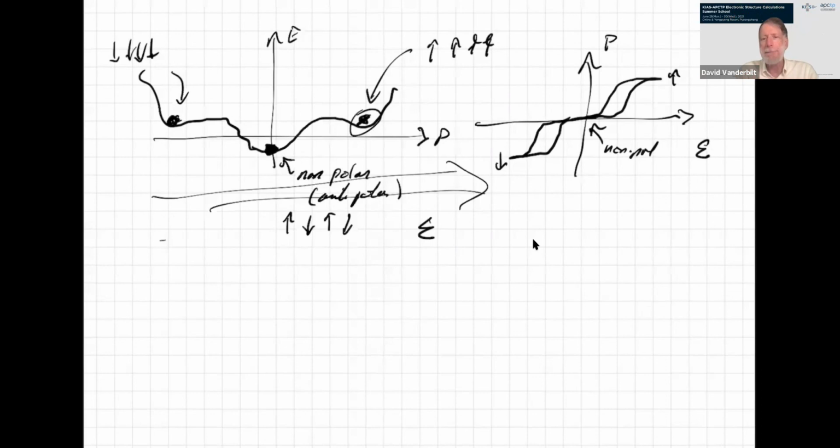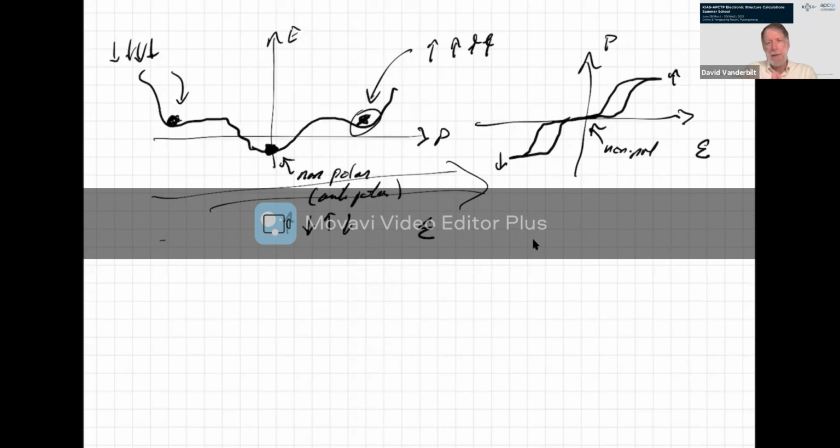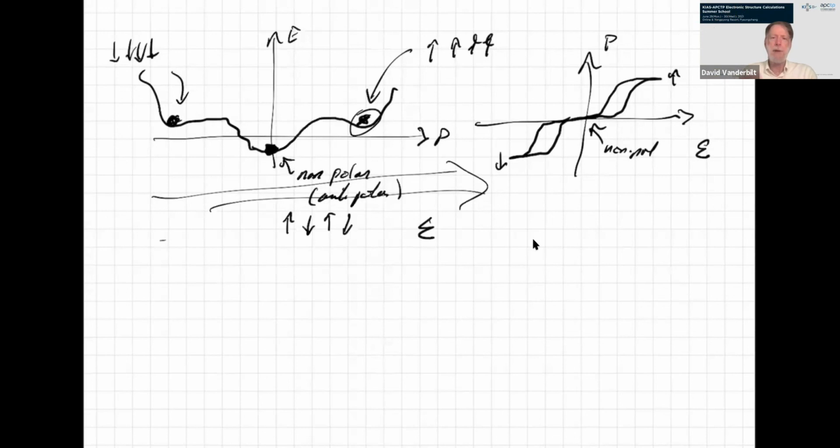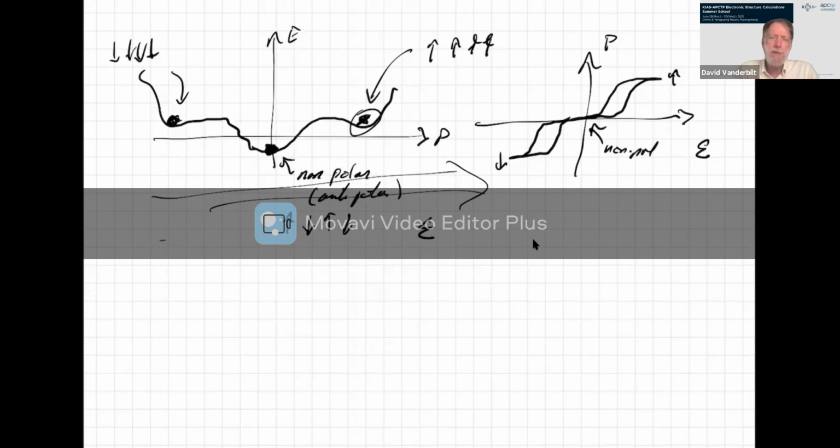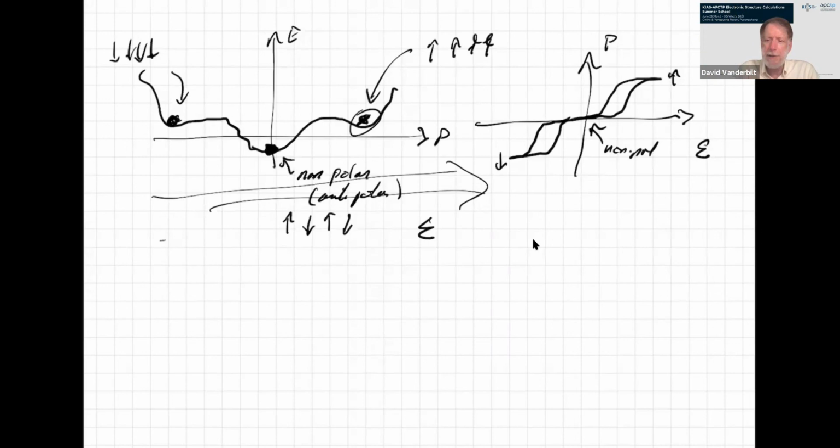Where, for example, the system can prefer to occupy dz squared orbitals or dx squared minus dy squared orbitals in different patterns. A pattern can generate, in some cases, an electric polarization. So there has been discussion of so-called charge-ordered ferroelectrics. There's a nice review article about different ferroelectric and multiferroic materials by Sangwook Chong and collaborators that I can give you a reference to if you're interested. And it mentions charge-ordered as one class.